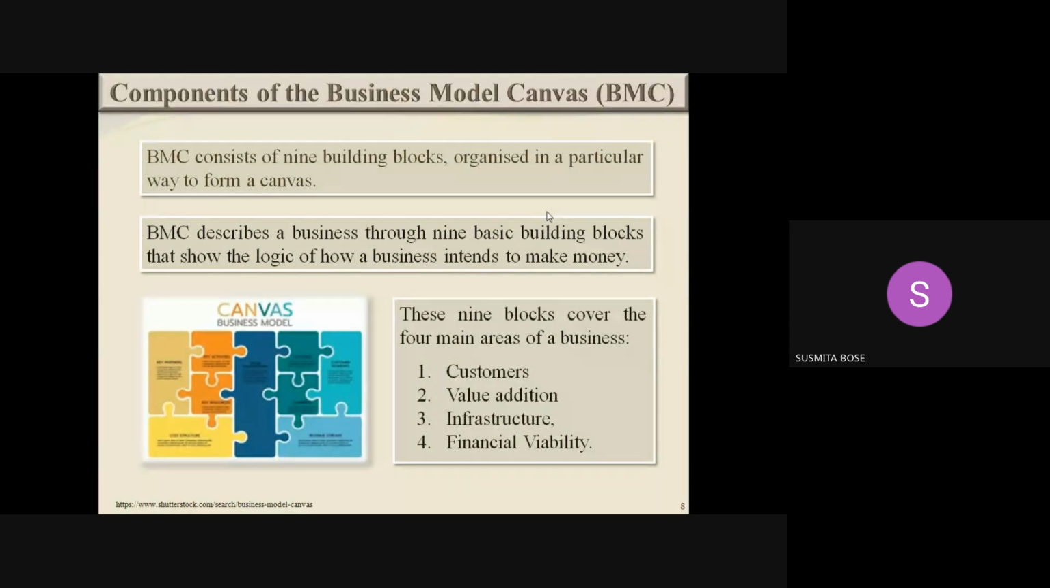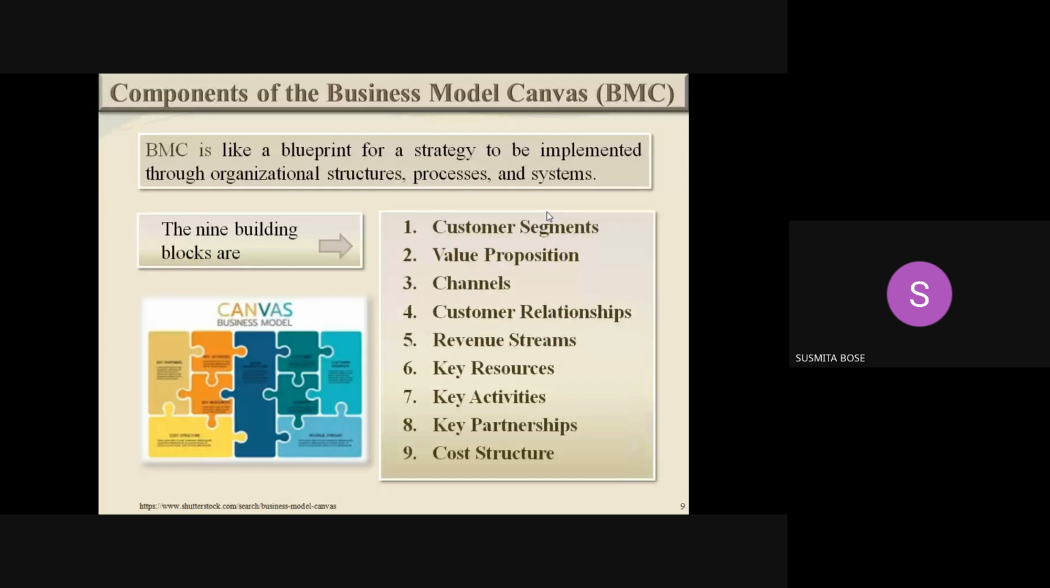This business model canvas has 9 elements, 9 building blocks organized in a particular manner. It has a fixed standard layout. It describes a business through 9 basic building blocks that show the logic of how a business intends to make money. These 9 blocks cover the 4 main areas of a business: customers, the value the business will provide to the customer, that is the service or product the customers will buy from the business, the infrastructure of the business, and the financial viability, including financial planning and structure.